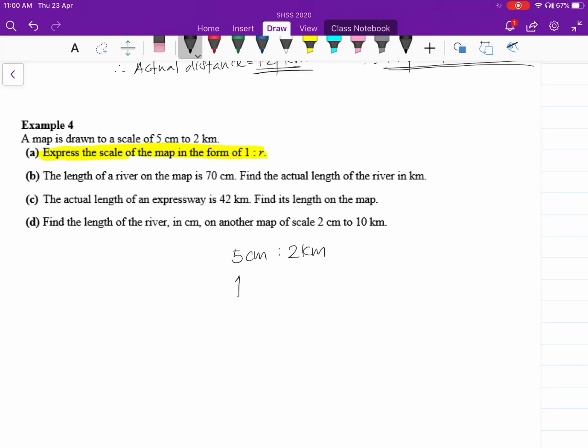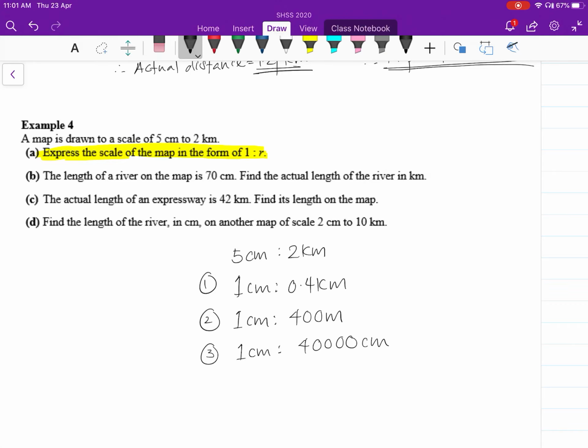So 1 is, you divide by 5 on both sides. So 2 divided by 5 is 0.4 km. So that is your cm to km. Let's do cm to meter. 1 cm is to 0.4 times 1000 is 400 meters. Let's do cm to cm. Add another 2 more zeros and it's cm.